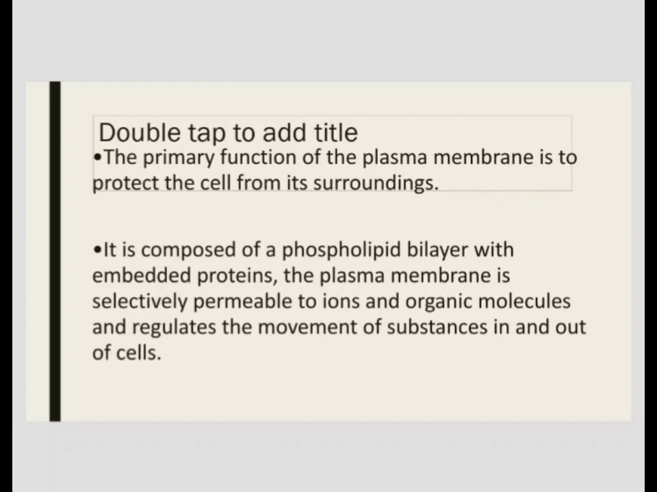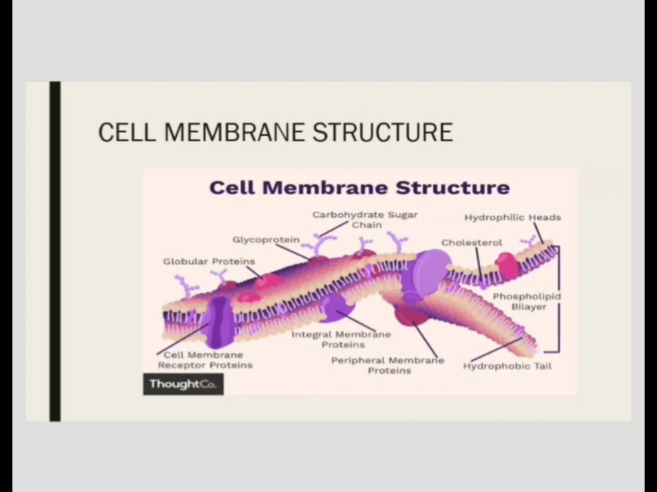It is composed of a phospholipid bilayer with embedded proteins. The plasma membrane is selectively permeable to ions and organic molecules and regulates the movement of substances in and out of cells. So this is the cell membrane structure.